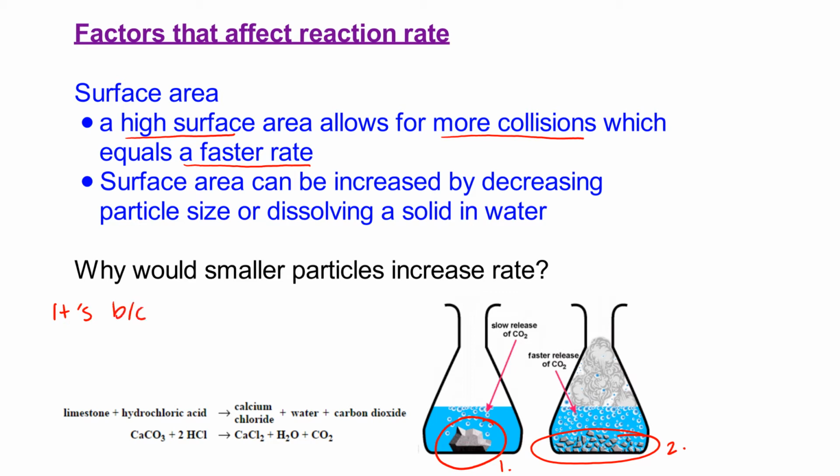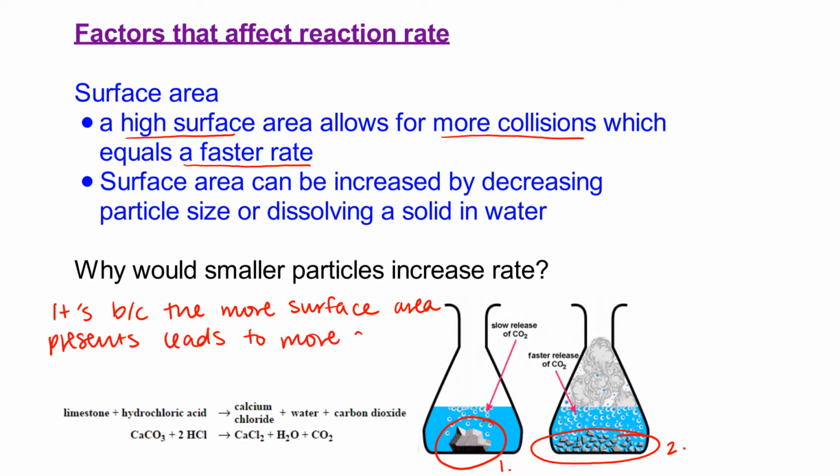It's because the more surface area present leads to more collisions. And the more collisions we have, again, the more likely it is for us to have a successful collision.